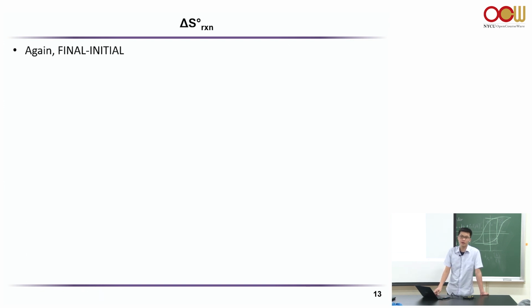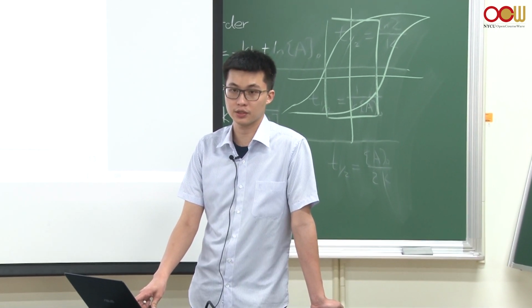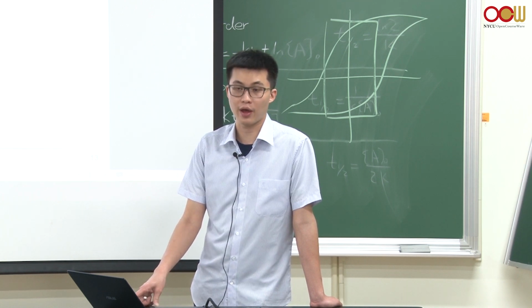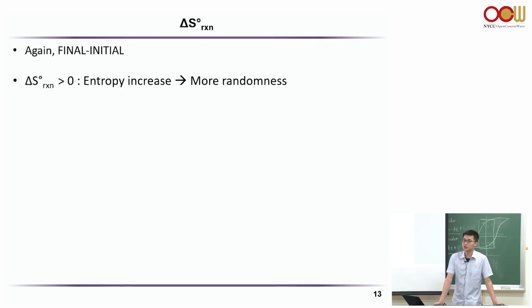So again, final minus initial, that's very important. When you're calculating the change in the entropy of your system, you always do this, okay? This is the same as when you calculate heat of formation: you calculate the final energy of your compound minus your reactant. When delta S is larger than 0, that means entropy increases, that means it's more random, right? One case is where you have higher temperature or you have more particles, more moles of gas forming during the reaction. Then your delta S is larger than 0.